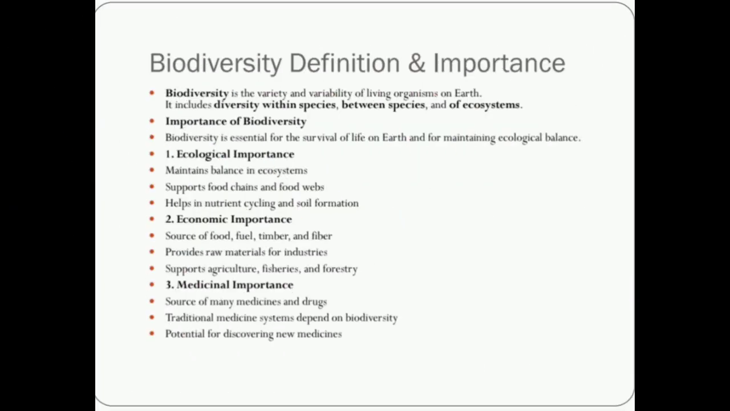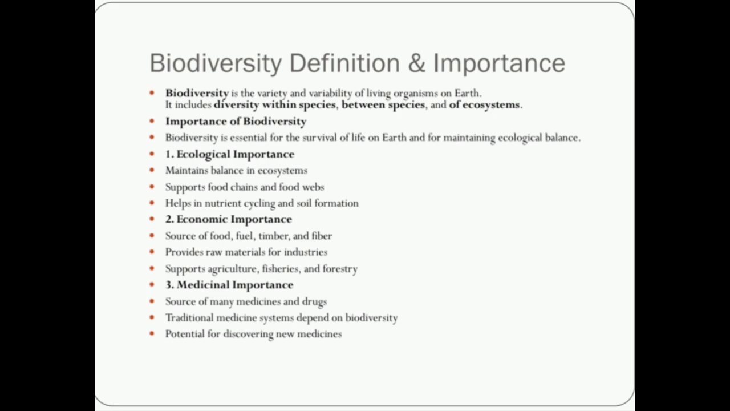Let us see what is biodiversity. Biodiversity is the variety and variability of living organisms on Earth. It includes diversity within species, between species, and of ecosystems. Coming to the importance of biodiversity, biodiversity is essential for the survival of life on Earth and for maintaining ecological balance. It has a significant role in many aspects.